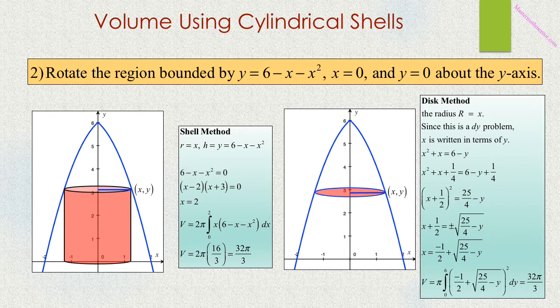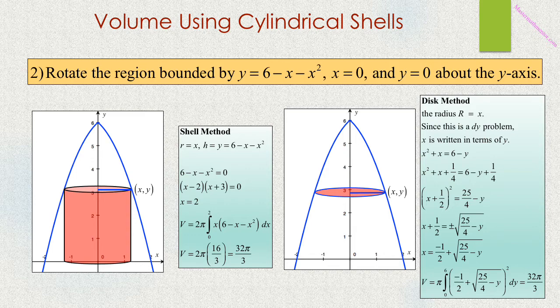We start by drawing the curve, and again drawing a representative disk at the point (x, y). We realize that the radius is x, and since this is a dy problem, we need to write x in terms of y. But that's where the problems are. In the previous problem, it was easy to solve for x. For this problem, it's not so easy. We put all our x's on one side and get x squared plus x is equal to 6 minus y.